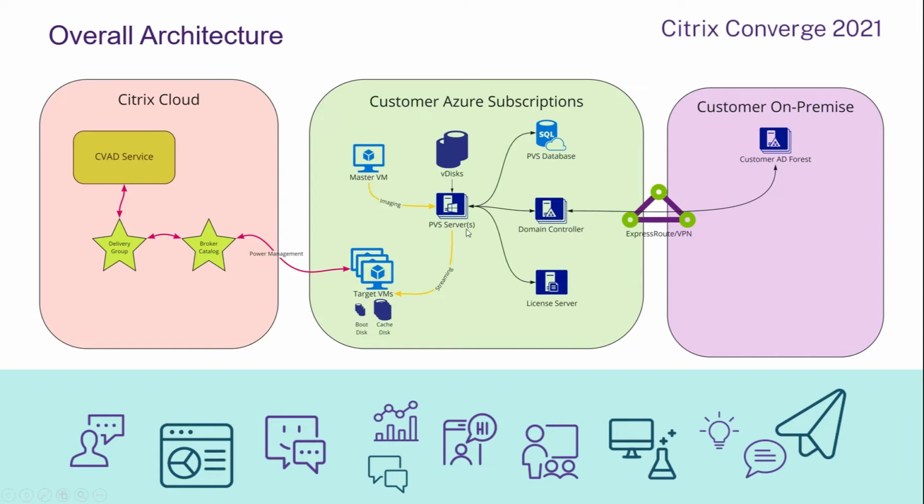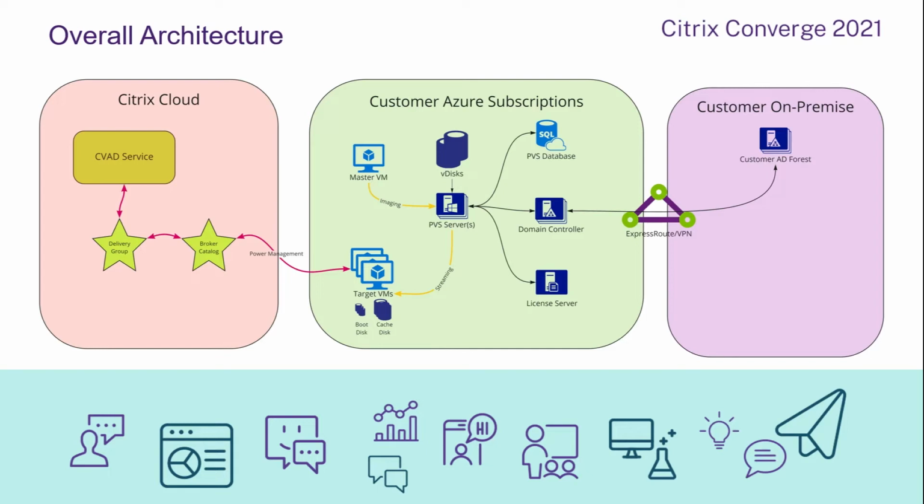So just like on-premise, you create the vDisk from a master VM that you set up exactly as you want the image to be first. You use imaging tools to send that data to the PVS server and store it in a vDisk. And then all of the target VMs are set up with this tiny boot disk, it's 1 gigabyte, and a cache disk that is used to cache any writes.